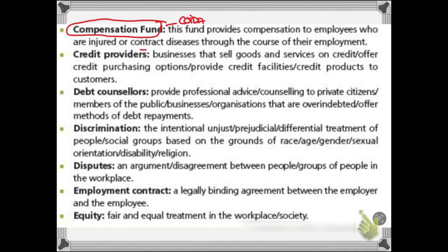Credit providers would then be the people providing, and this is where they provide goods and services on credit. So that would fall under the National Credit Act. Debt counselors is someone that helps someone that is in debt and is now over-indebted. So that means they have too much debt. So that would also be your National Credit Act.